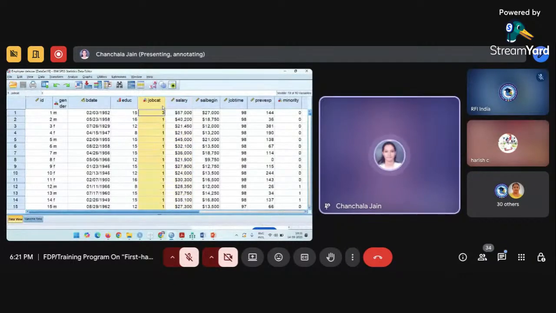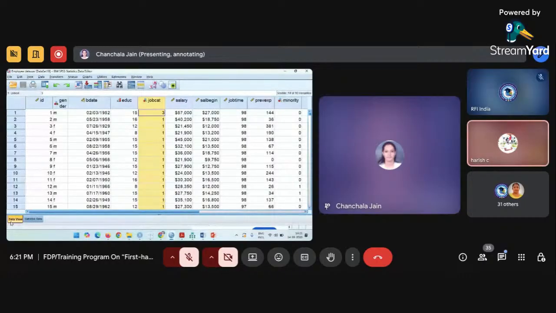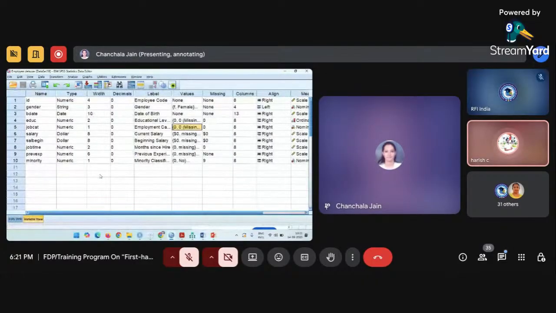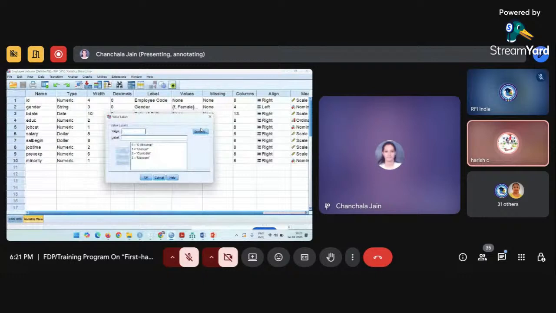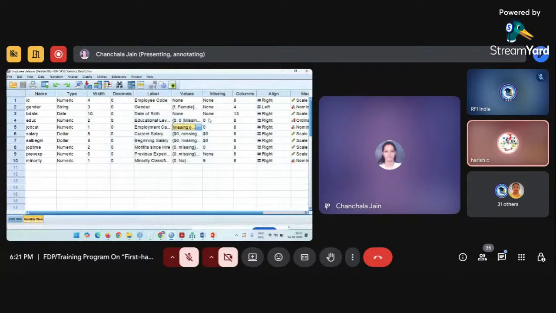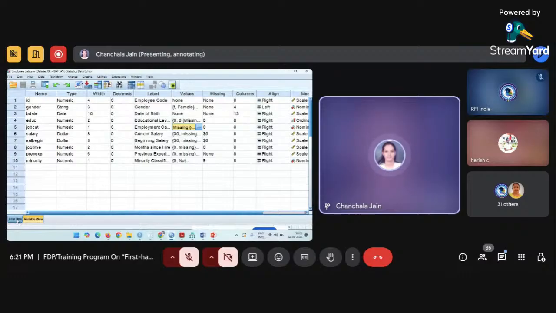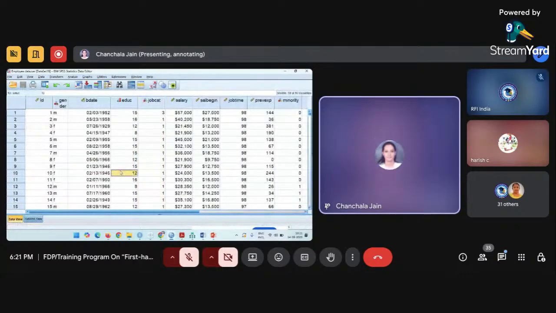You can come to the data view and check whether 1, 2, 3, everything is entered there or not. What about others? Ma'am, in JobCat, clerical, manager and all is there, madam. But in variable view, if I select the three dots, I'm getting only missing. Zero equal to missing. Maybe you have mistakenly used something previously, so that is why there is a change. Otherwise, we all have the same sheet.